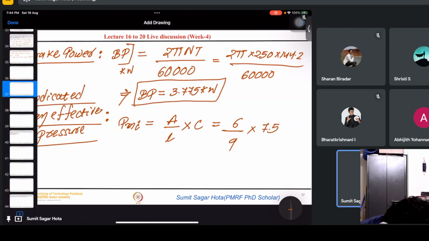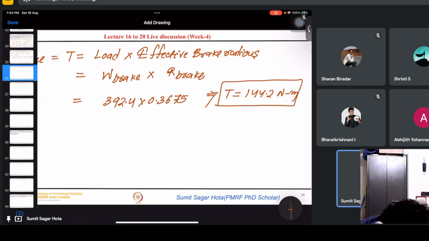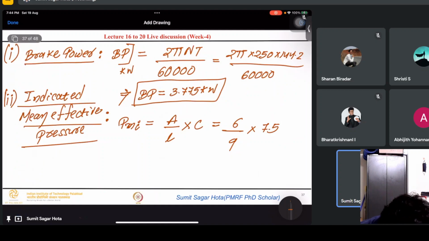Okay, what is ALC? Just see: A is given as 6 centimeter square, small L given as 9 centimeter, and C given as spring constant 7.5 bar per centimeter. Now what is the answer you will get in unit? It's in bar. 5 bar. Bar to kilopascal. How many kilopascal? 500 kilopascal. Okay.